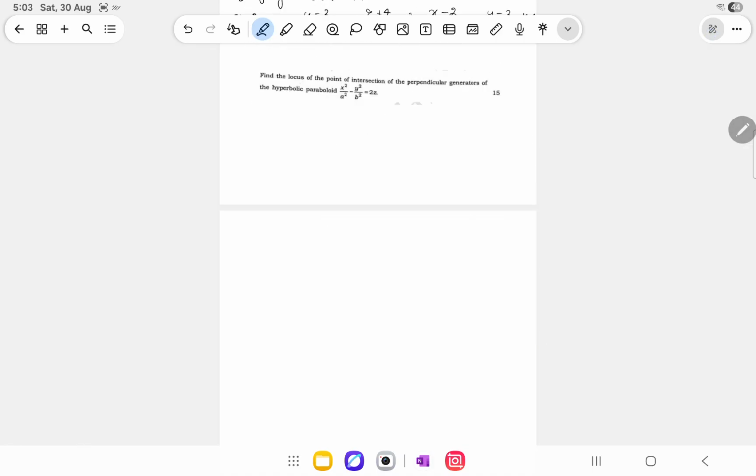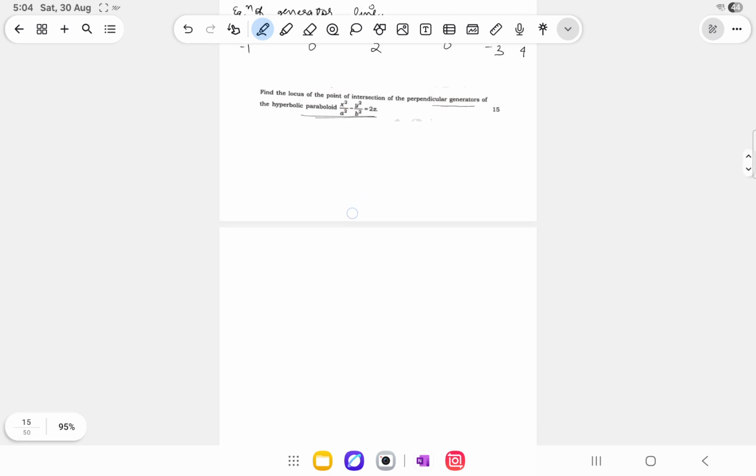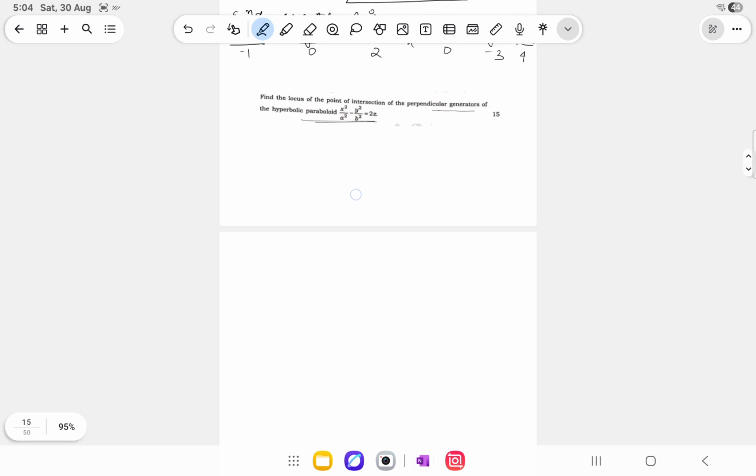So let us move on to the next question. The next question says: find the locus of the point of intersection of perpendicular generators of a hyperbolic paraboloid. So we are given two perpendicular generators. The given equation of the paraboloid is x square by a square minus y square by b square is equal to 2z. So I can write it as x by a minus y by b into x by a plus y by b is equal to 2z.